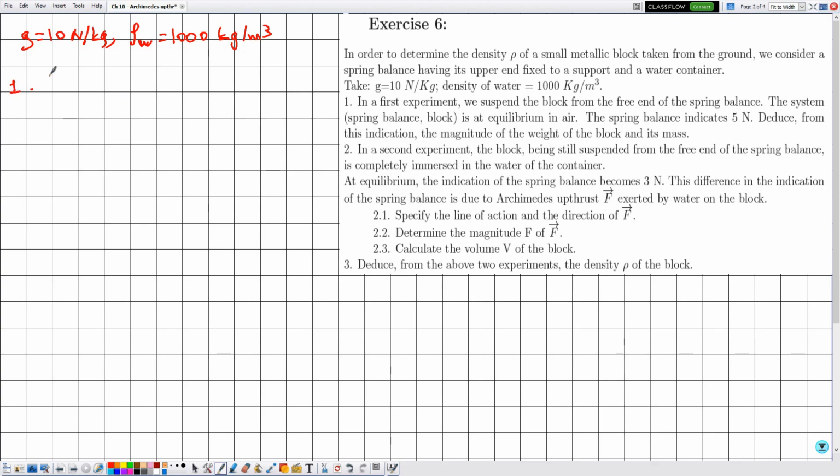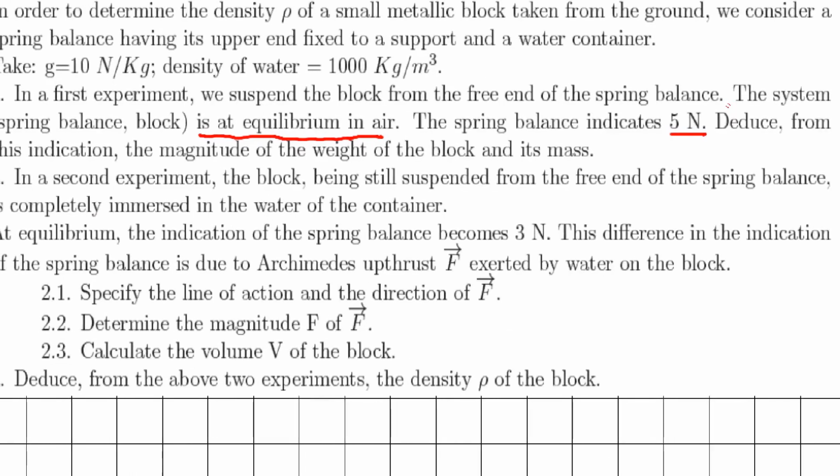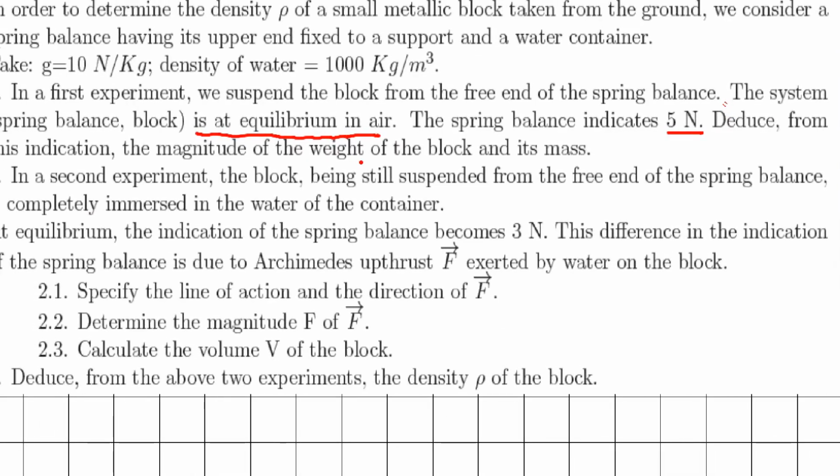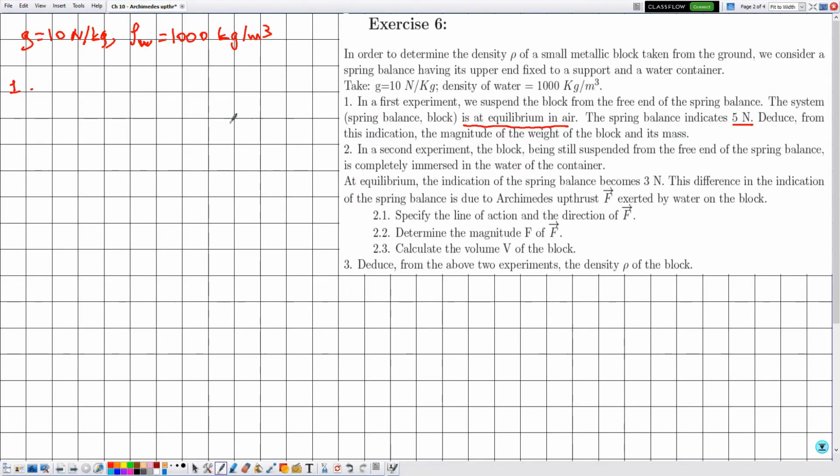Number 1, in the first experiment, we suspend the block from the free end of the spring balance. The system spring balance block is at equilibrium in air. This is important. The spring balance indicates 5 newtons. Deduce from this indication the magnitude of the weight of the block and its mass. So first, let's start with the weight. So always the spring balance indicates weight. And by weight, we either mean the real weight or the apparent weight, because it's being performed at equilibrium on Earth and the spring balance indicates its real weight.